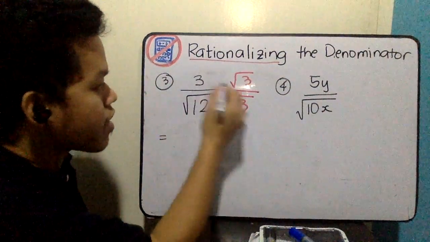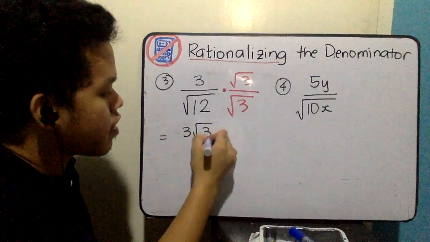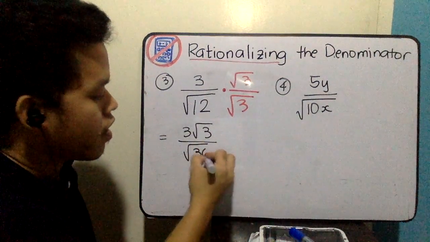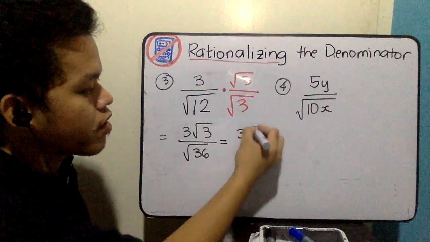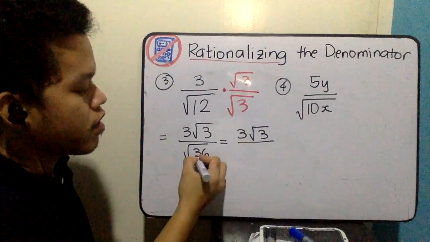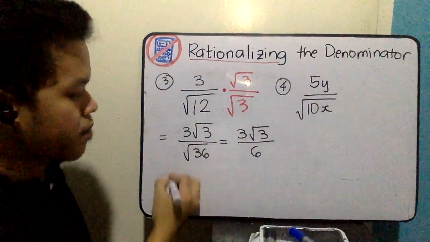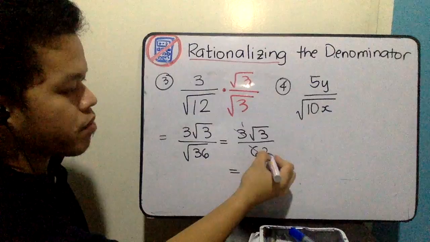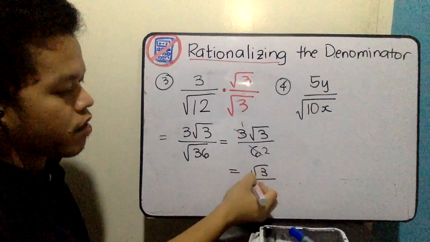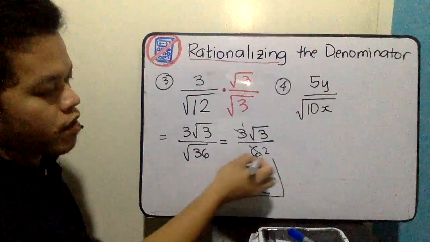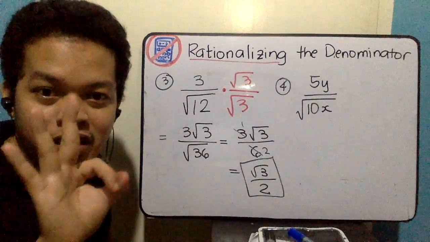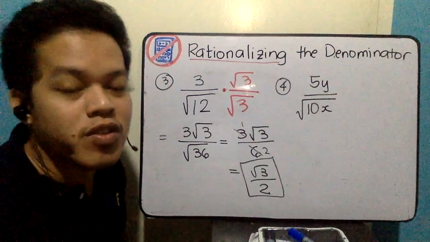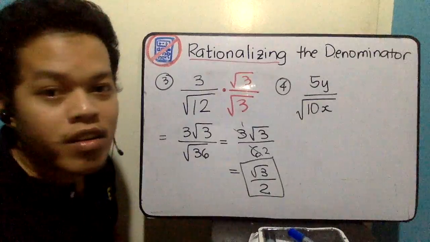So that means we can actually multiply 3 times square root of 3 all over 12 times 3 is 36. And when you do that, you can have 3 square root of 3 all over square root of 36 will give you 6. And you can simplify this further. Cancel out. That will be 1. That will be 2. So square root of 3 all over 2. Okay, so I have shown you 3 different methods for this problem. So you just have to choose which method suits your way of understanding.